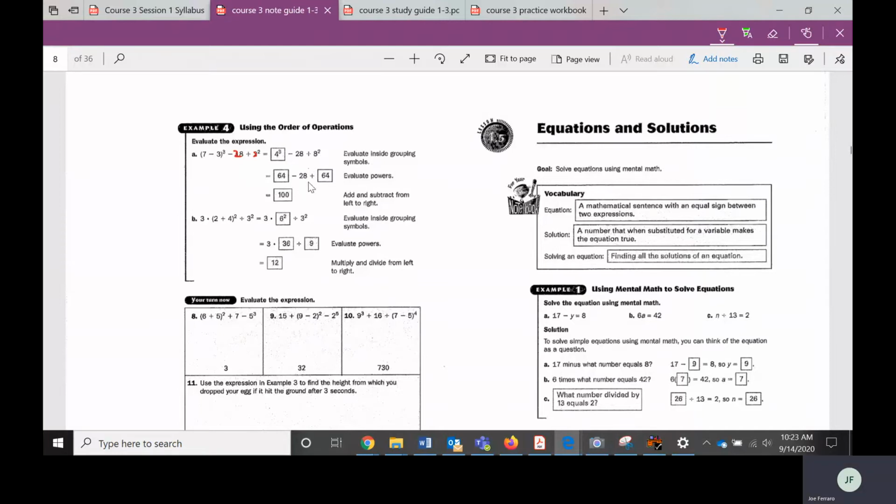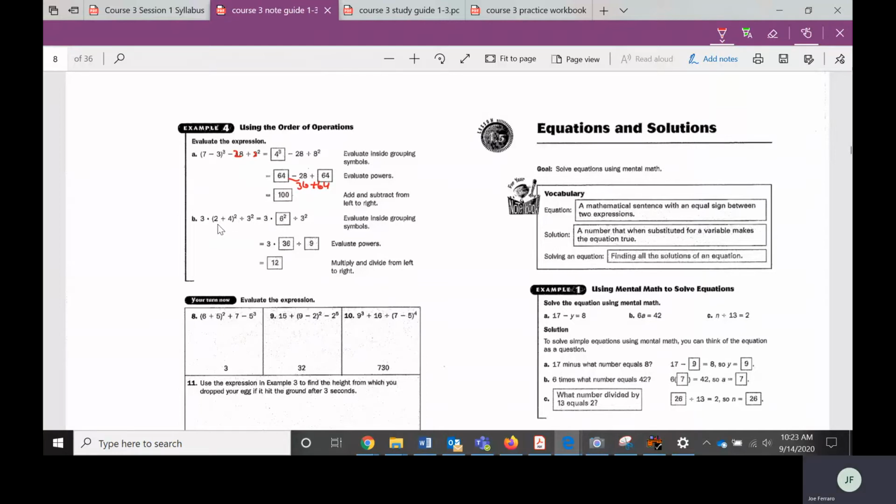Then we have subtraction and addition. You do them in order from left to right. They're not a priority over each other. So 64 minus 28 is 36. Those two together is 36. Then plus the 64 is 100. Okay, another one here, it says 3 times, in parentheses, 2 plus 4 squared, divided by 3 squared.